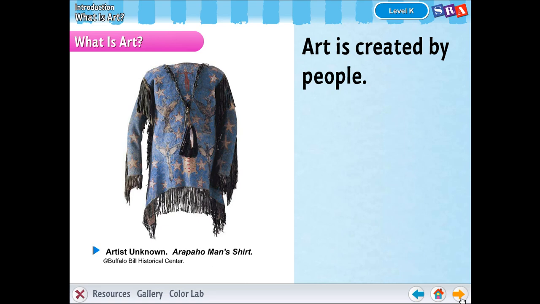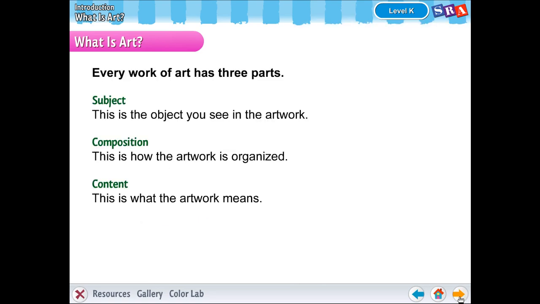I know that sometimes you watch YouTube videos and you see little elephants and dogs and stuff like that making art. But for the most part, when we talk about art in school, we are talking about art that is usually created by people. Every work of art has three parts. It has a subject. The subject is what you see when you look at your artwork.